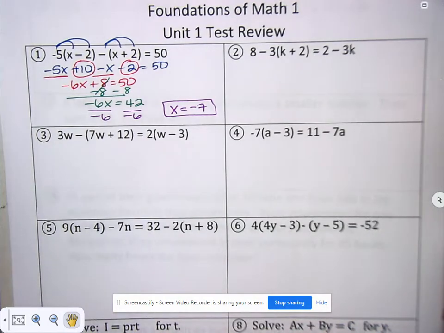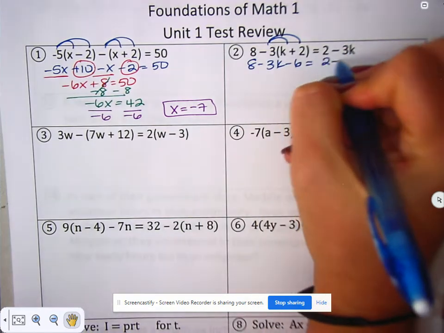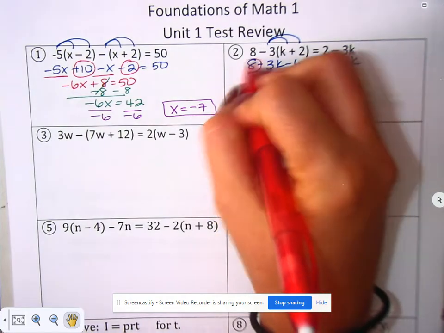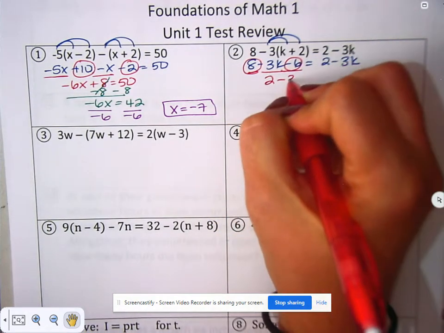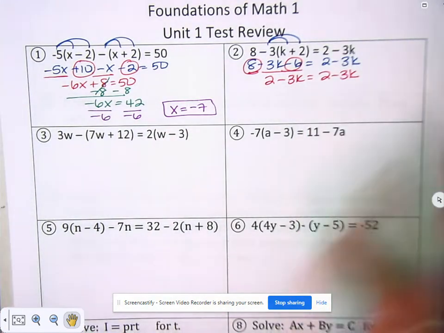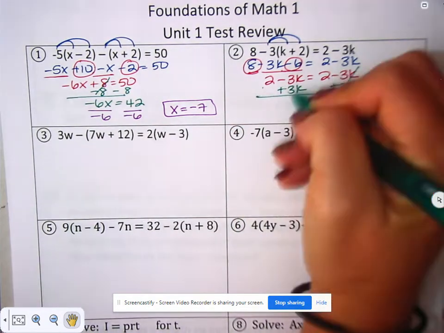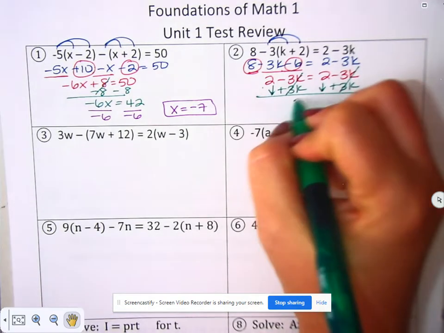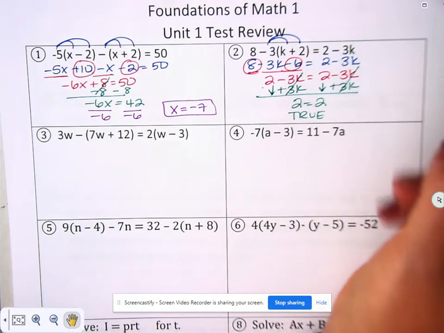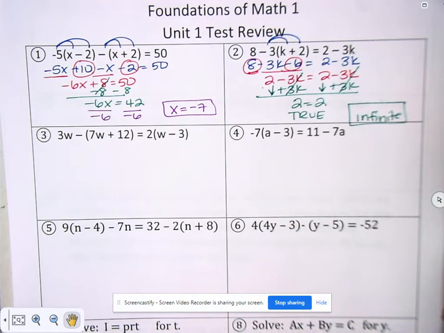Okay, number 2, same thing. We're going to start with our distributive property. Combine like terms on the same side. Oops. 8 minus 6 is 2. All right, and then we're going to go from here. Okay, I'm going to move my 3k from the left to the right, and you're going to notice that they cancel on both sides. Bring down what's left, and remember, if your variables cancel and it makes a true statement, 2 does equal 2, our answer is infinitely many solutions. Okay?